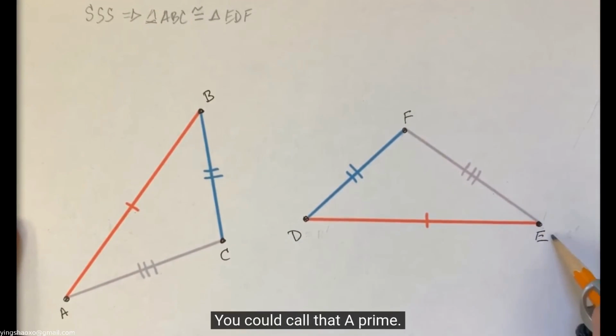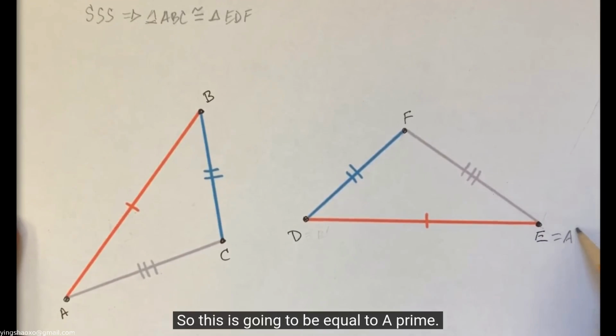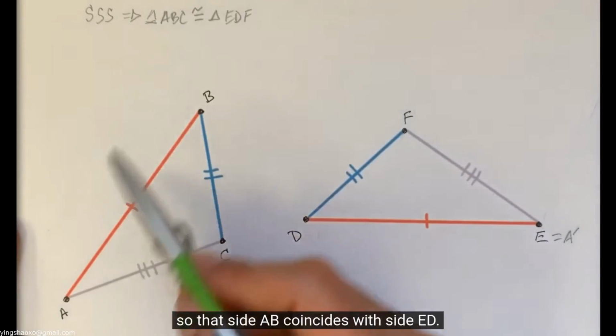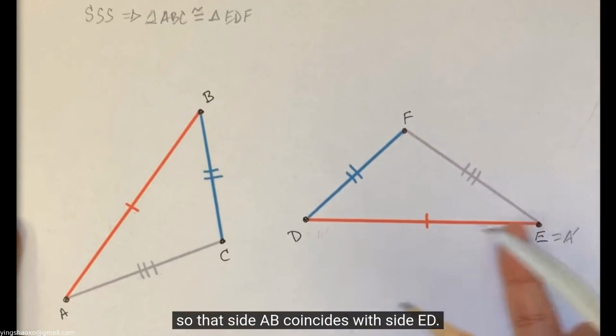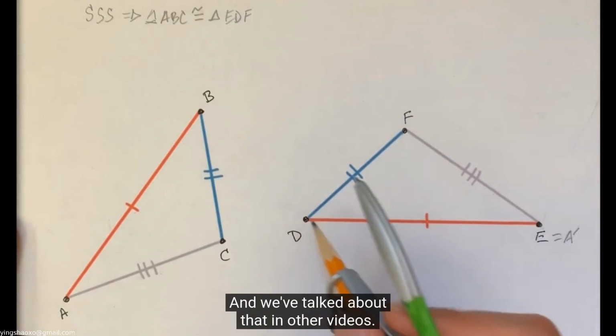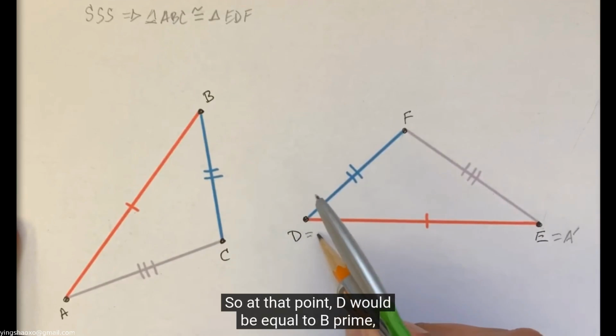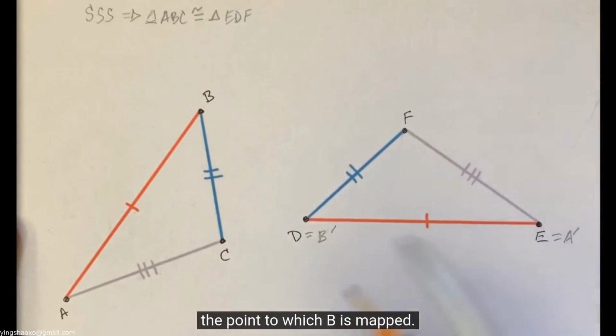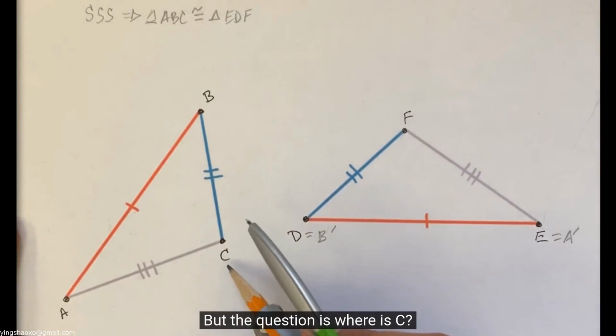You could call that A prime, so this is going to be equal to A prime. You rotate around that so that side AB coincides with side ED, and we've talked about that in other videos. So at that point, D would be equal to B prime, the point to which B is mapped. But the question is, where is C?